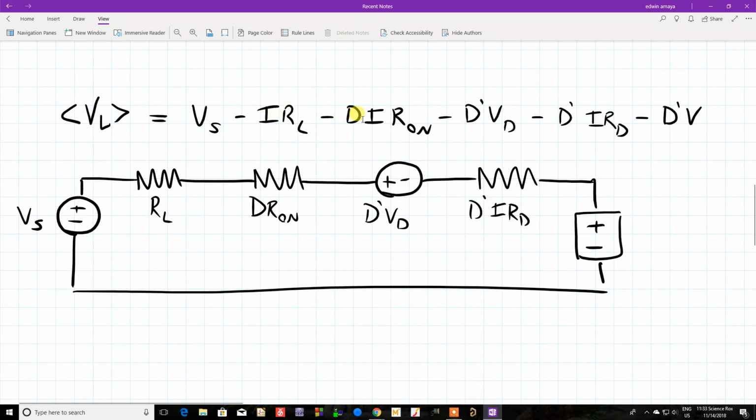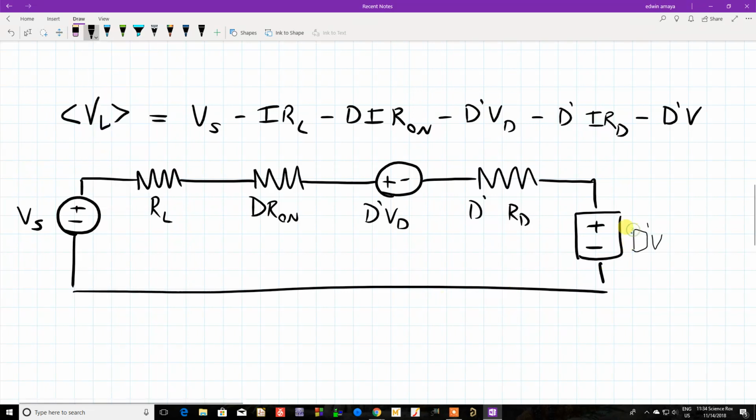Because if you notice, all of these components are R's and D's, so they're all resistors, and this one is actually a voltage, so we're going to put that as a voltage source, or voltage drop rather, and it's D prime of Vd. And then we have the resistance of the diode itself, so that's going to be D prime RD. It should have no I there, just RD, because it's a resistor. So there's that, and then we have this voltage, which I should have put as D prime of V.